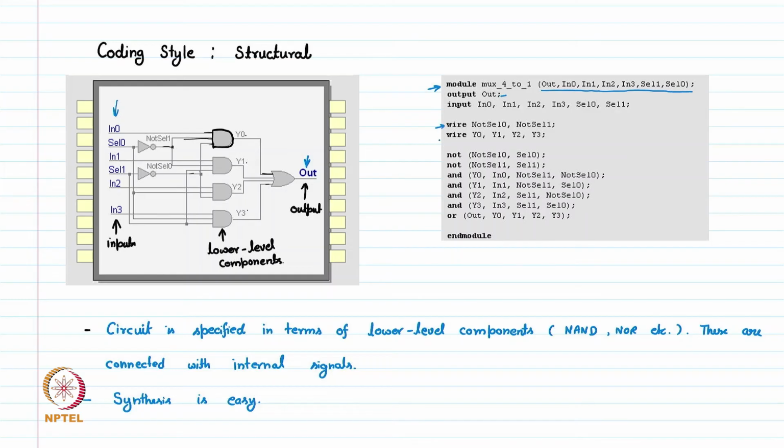Then we use the wires inside, and inside this we use different modules. For example, this is a NOT, which is this inverter, this is an AND gate, this is an OR gate, which we are using from our own library. Because we know in this circuit all the AND, NOR gates, whatever we have, are already there in our library.